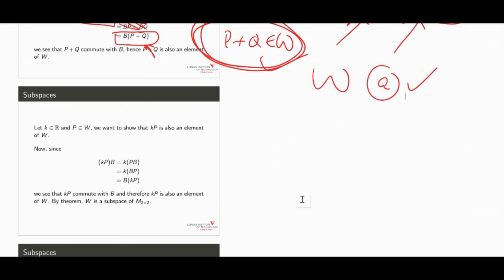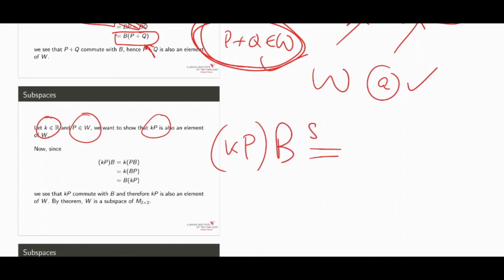All right. So how about scalar multiplication? Well, take a K, which is a real number. Take a P that is from W. So you want to show that KP is also in W, which means you want to show this. Okay, so this is what you want to show. All right, so let's do it.